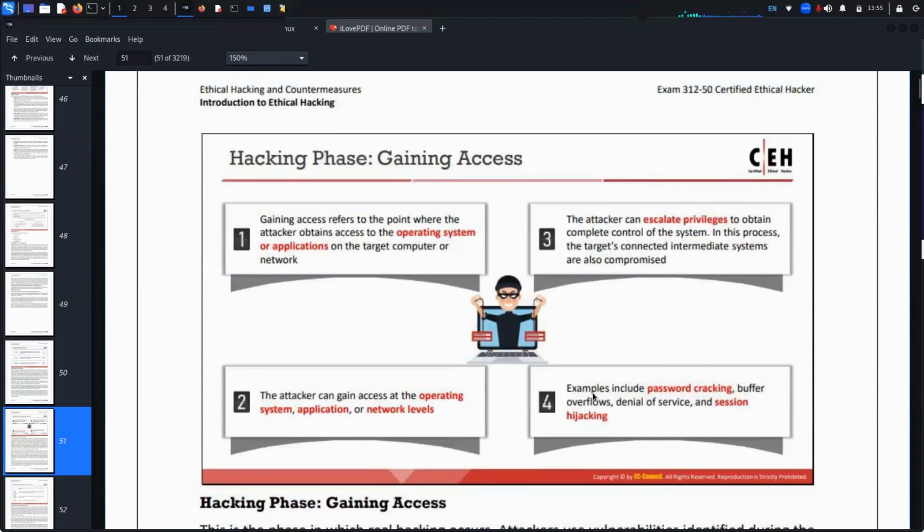Fourth is the actual purpose that we are gaining access to the system: password cracking, buffer overflows, denial of service, session hijacking. These are all of the things that we will be doing in order to ultimately gain data or gain access to the system.